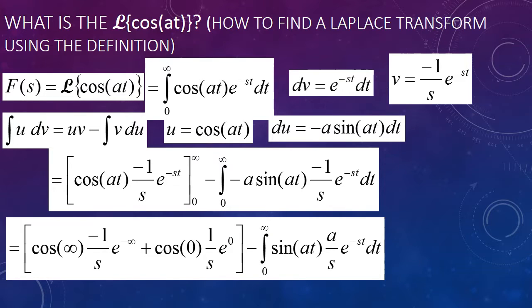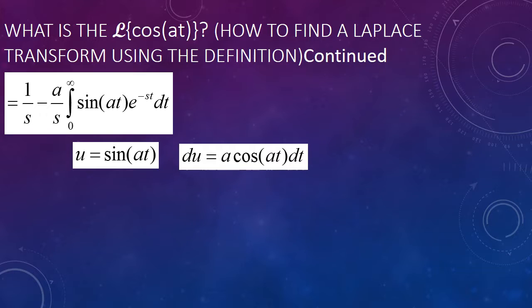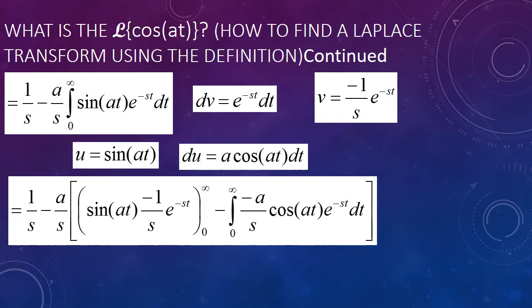Let's do some algebra and evaluate its limits again. That's 0 because e to the minus infinity is 0. This is going to be 1 over s because e to the 0 is 1 and cosine of 0 is 1. And so I'm left with this integral. Well, I have to do the sine integral. So we're going to do integration by parts again. It's very similar to what we had before. I plug everything in.